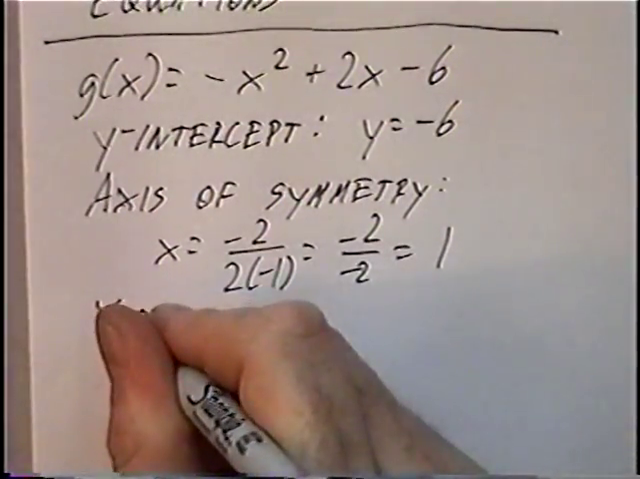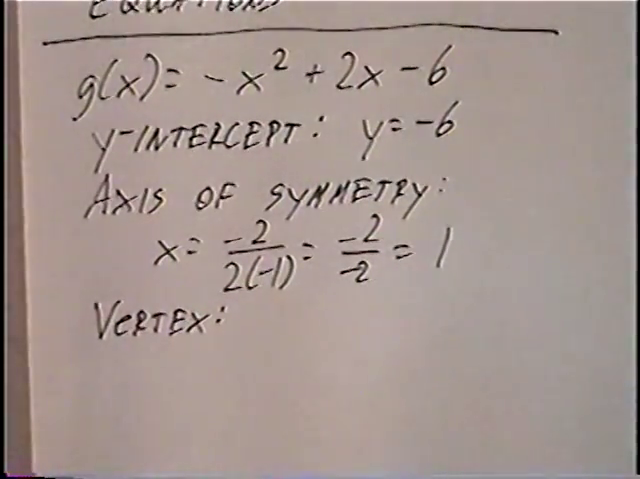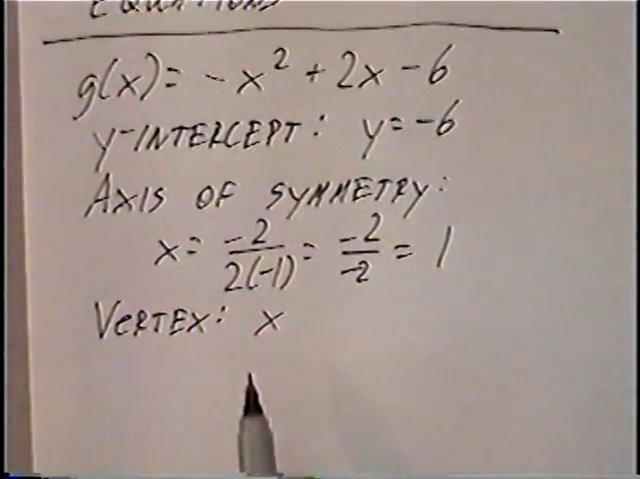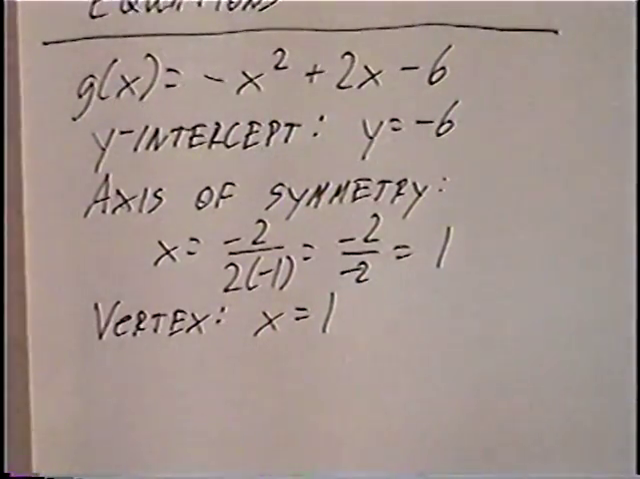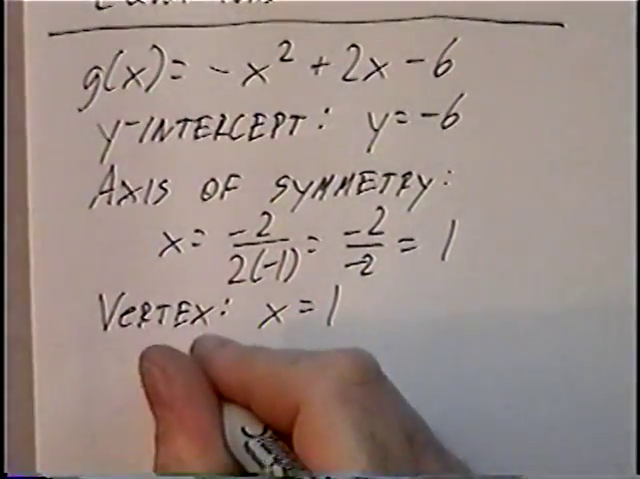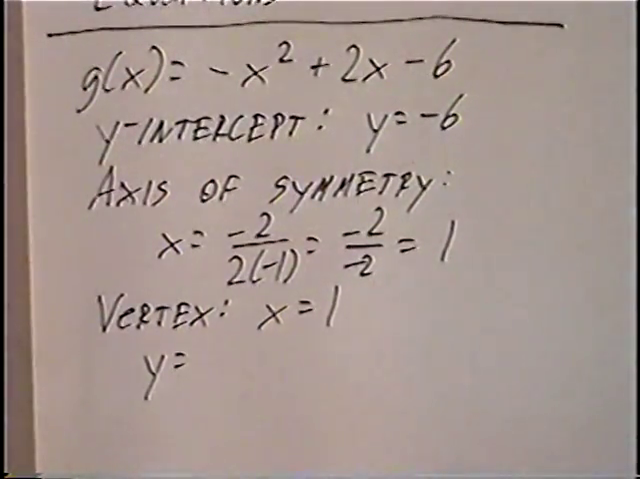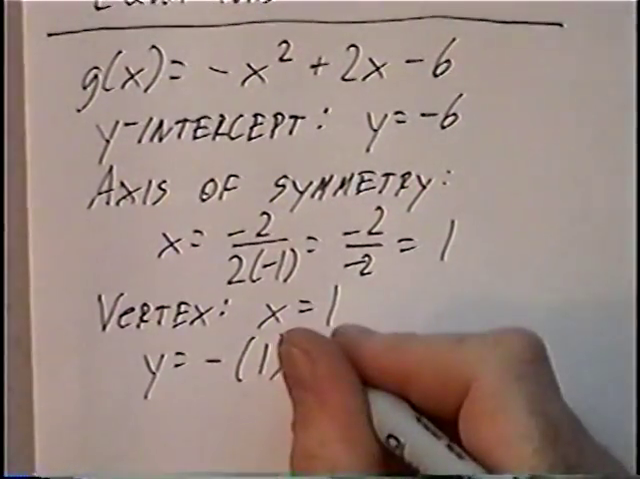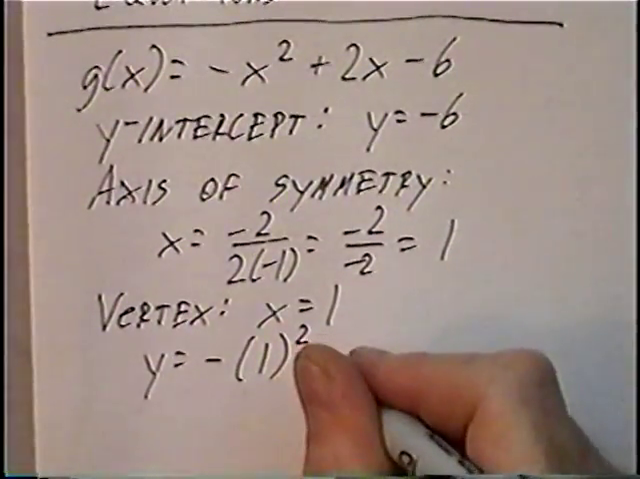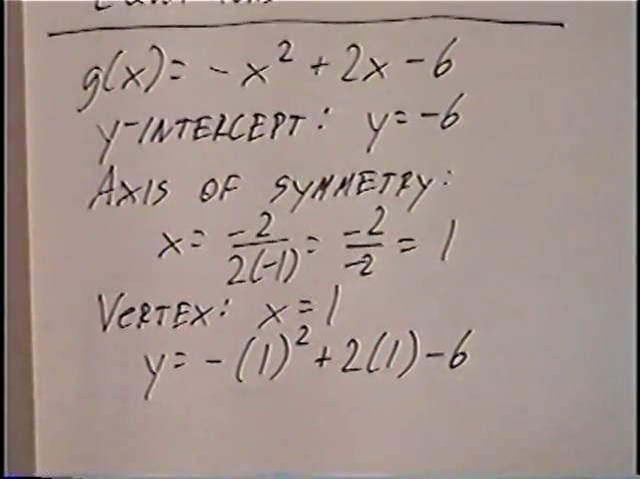The vertex for the quadratic equation or the parabola. Vertex again is the same as the axis of symmetry. X equals negative b over 2a, or in this case x equals 1. And to solve for the y value, we'll take x equals 1 and plug it into the original equation. So we'll have negative, putting 1 inside parentheses to keep it separated, squared, plus 2 times 1 minus 6.